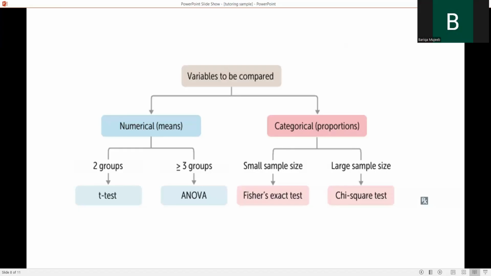If the data is not numerical, so the data is categorical, then we will see the sample size. If it is a very small sample size, we will go for Fisher's exact test, but if it is a larger sample size, we will go for the chi-square test.